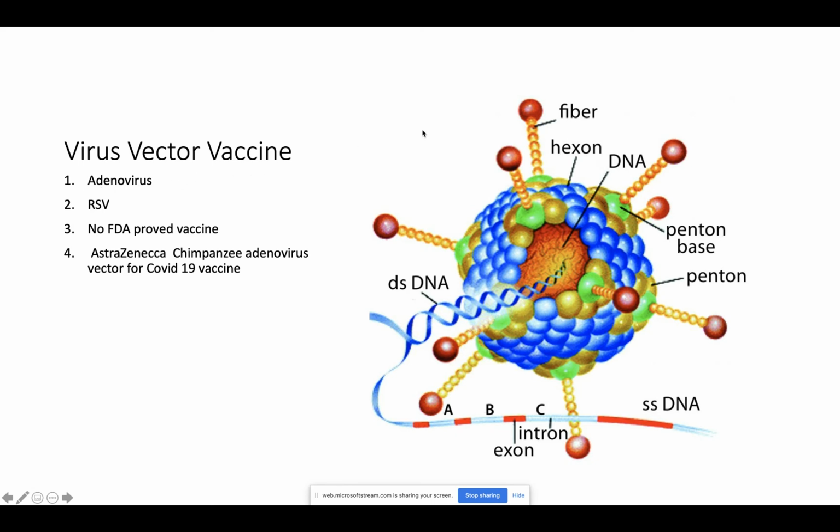So what is adenovirus? Adenovirus is actually very common. It's the virus that causes the cold. We think when we get a cold, a cold and flu are the same thing. No, they're not the same thing. They're two very different viruses. The flu virus is an RNA virus, and the adenovirus is a DNA virus.